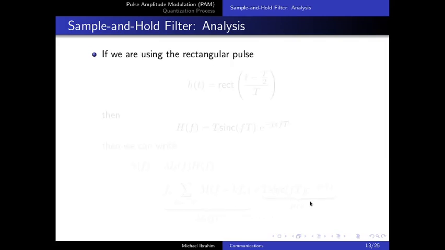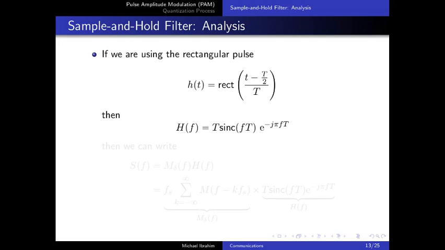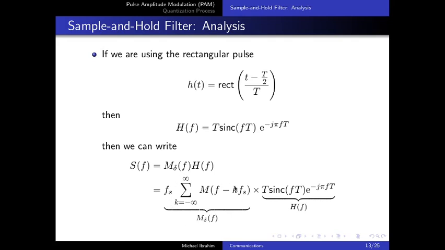Okay. So if we are using the rectangular pulse h of t, the rect function, the h of f, the spectrum, will be the sinc function of this form, which we discussed a few minutes ago. So the spectrum of the PAM signal s of f would take the form of this summation times this sinc function.